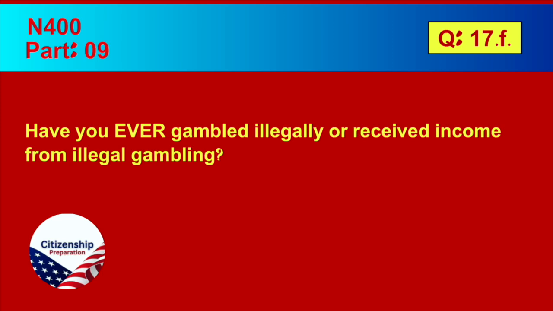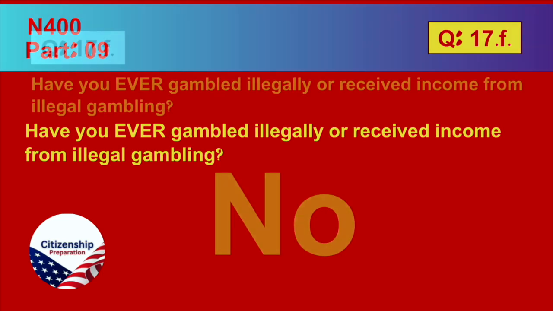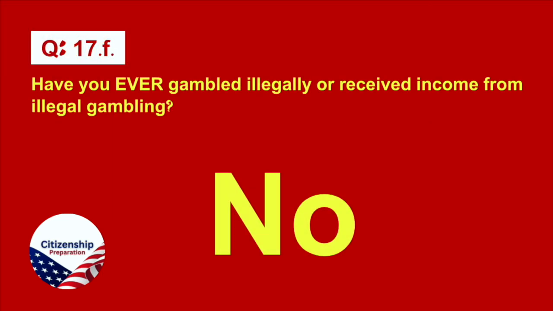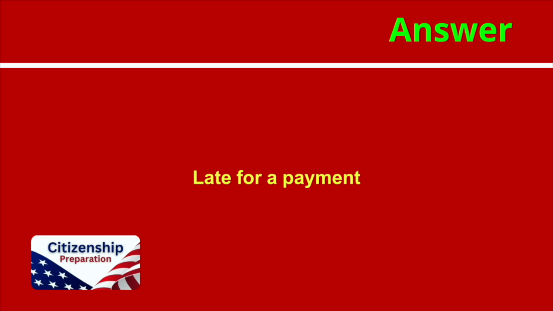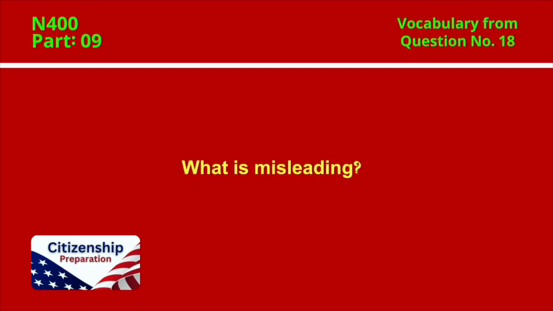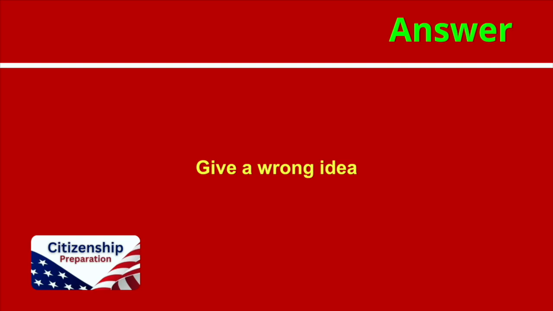Have you ever gambled illegally or received income from illegal gambling? No. What is overdue? Late for a payment. What is misleading? Give a wrong idea.